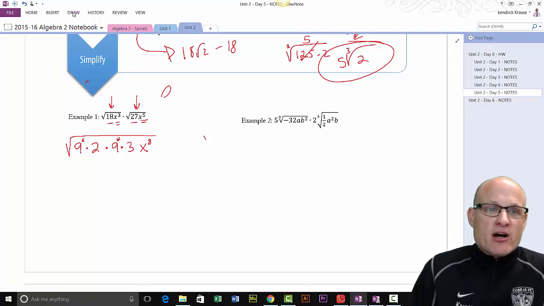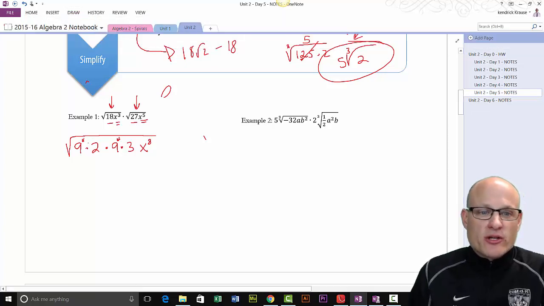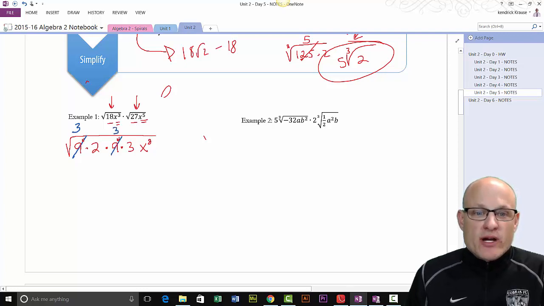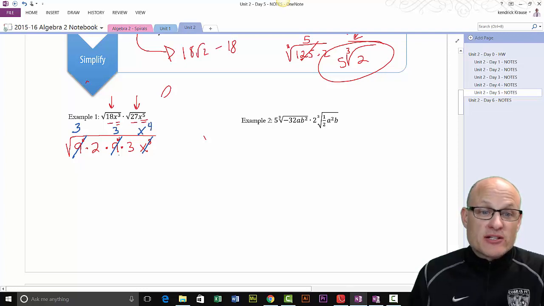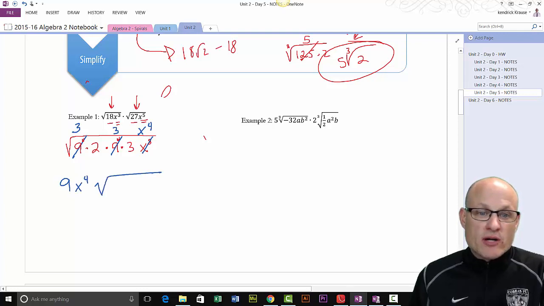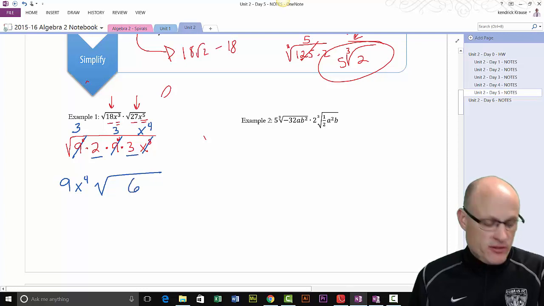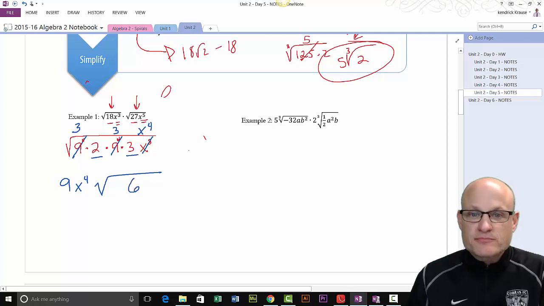Okay, so now if I bust out a different color, that's how the cool kids talk. The square root of 9 is 3. The square root of 9 is 3. And the square root of x to the 8th is, remember, when we're looking for groups of even numbers, x to the 4th. So all of this stuff comes out. So out is 9x to the 4th, square root of all the stuff that's left, 2 times 3. Oh, just a 6. There it is. Hey, I got it right.